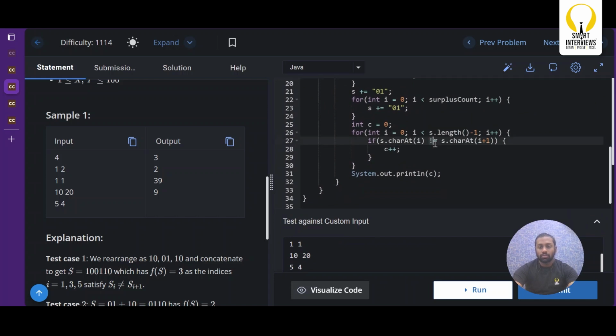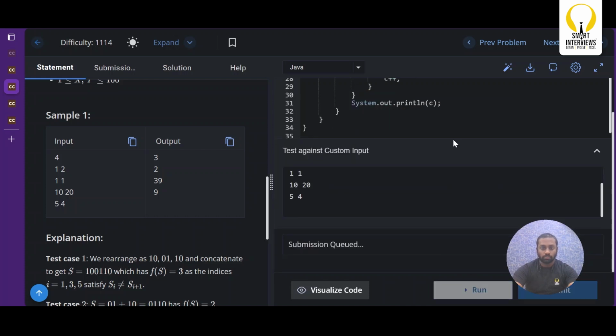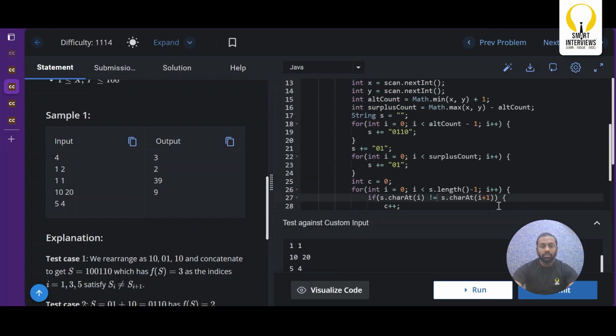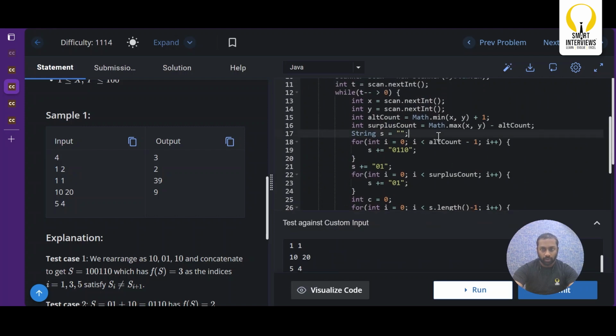Right. So we missed out this, and let's try to run it. Okay, all the cases are right except for the second case. And what is the second case? 1 1. Let's try to trace what is happening in our code for this 1 1 case.